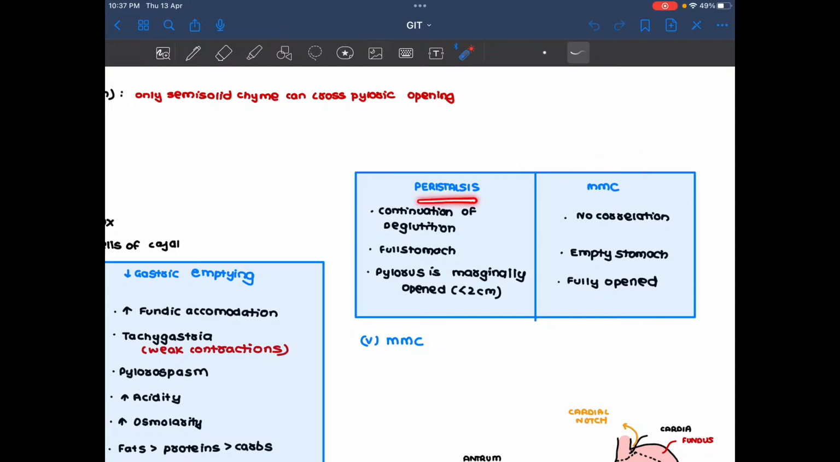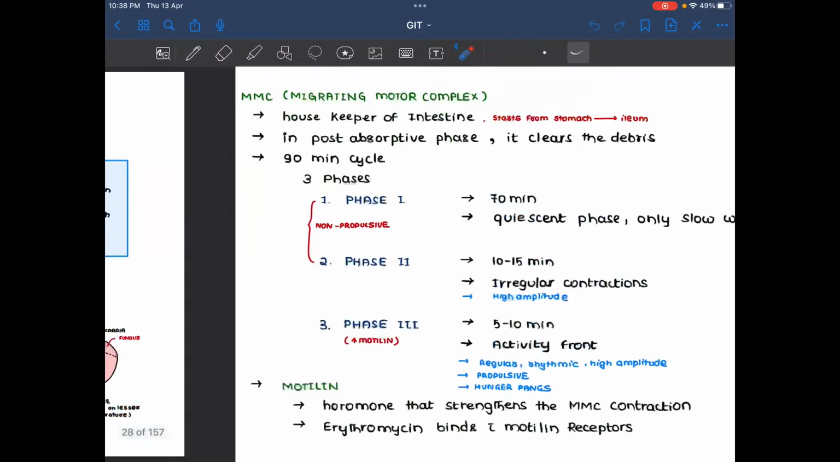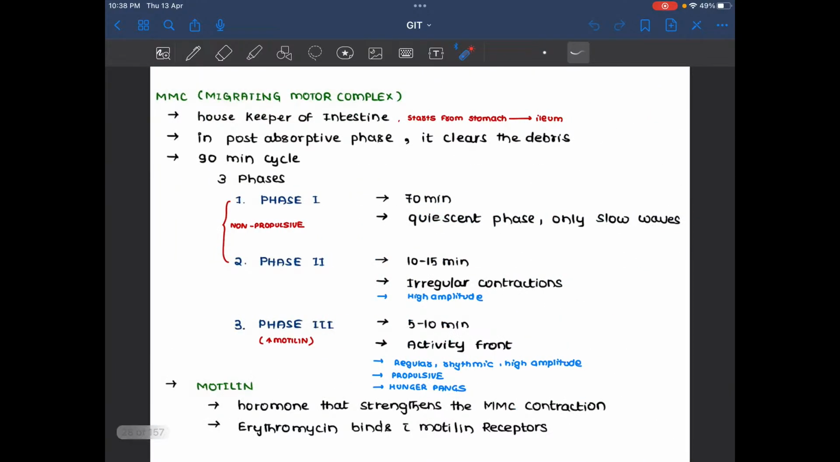Okay. We know peristalsis was always a continuation of deglutition, but this migratory motor complex does not have any correlation with your deglutition, and it occurs mainly on empty stomach. So let's discuss about migratory motor complexes. So migratory motor complex are what? These are the housekeeper of the intestine or housekeeper of the stomach in this case.